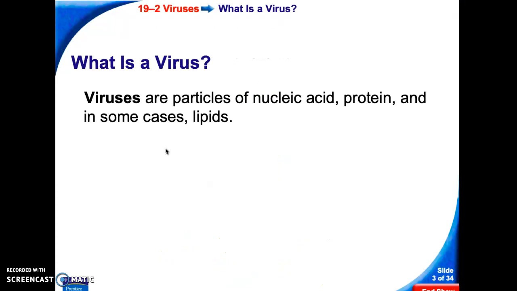So what exactly is a virus? A virus is made up of nucleic acid, protein, and in some cases lipids. Hopefully you remember back from chapter 2 that a nucleic acid is DNA or RNA, okay? So basically a real basic virus is going to be made up of DNA or RNA and a protein coat, and we'll talk about that in a few slides.